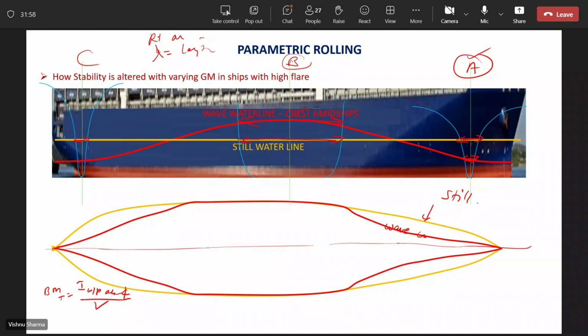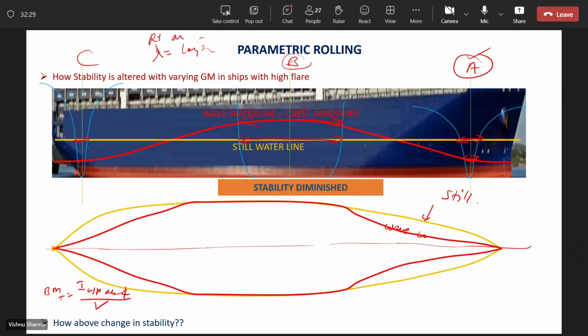So in this wave condition where you have the crest midships and trough at the ends, the GM is reduced, the stability of the ship is diminished. Has everybody understood? Because you might have read in the books or somewhere else that stability alternately increases and decreases. But how does it increase and decrease? It's because of the change of the water plane area. Understood, class? Yes, sir. Okay.